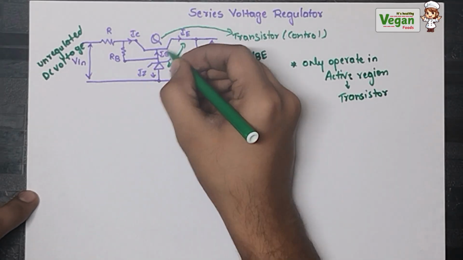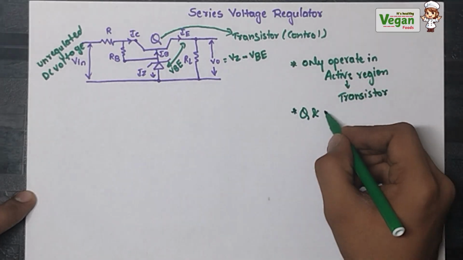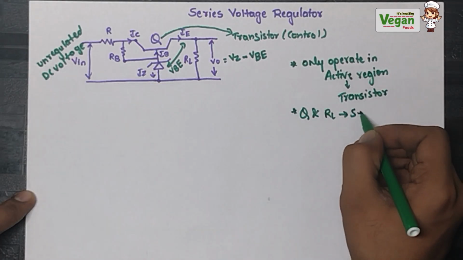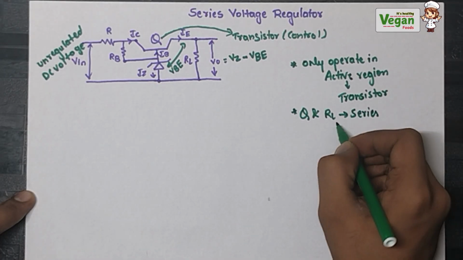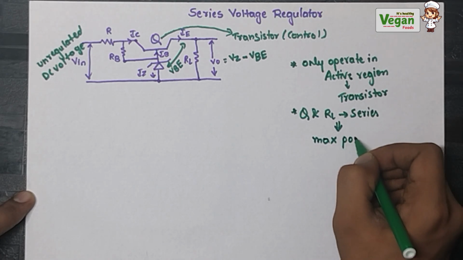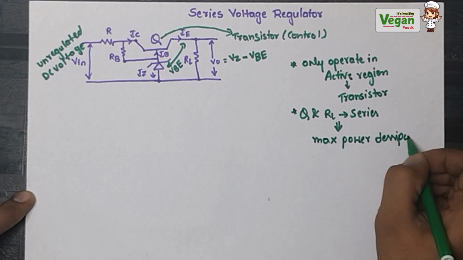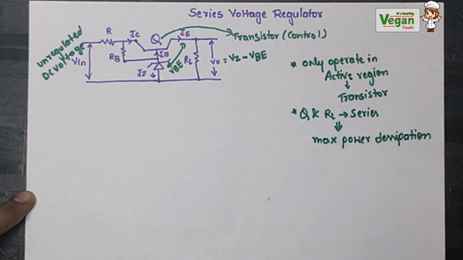Next, since the transistor Q and the load resistance RL are connected in series, there will be maximum power dissipation because of the series connection of transistor Q and load resistance RL. So it will be considered as one of the disadvantages.